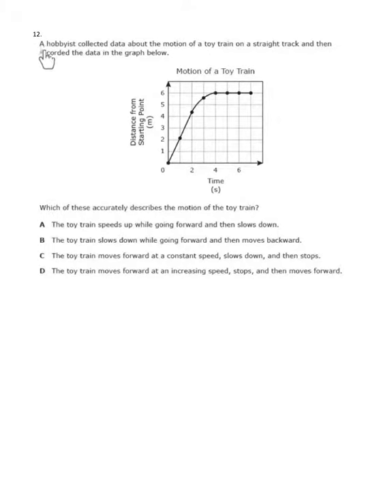Number 12. A hobbyist collected data about the motion of a toy train on a straight track and then recorded the data in the graph below. Which of these accurately describes the motion of the toy train?